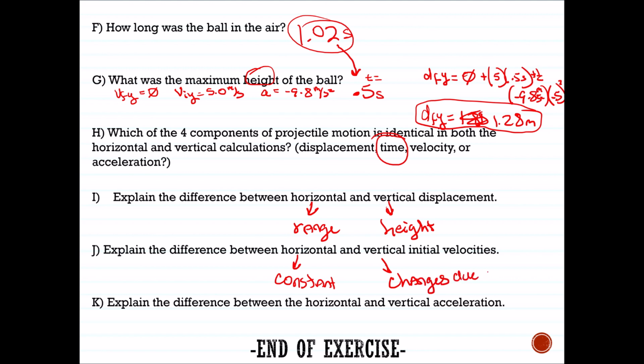Changes due to gravity. Okay, explain the difference between horizontal and vertical acceleration. The horizontal acceleration is 0, there is none. The vertical acceleration is g, or acceleration due to gravity, and that's going to be negative 9.8 meters per second squared. It could be positive if you decide the ground direction is positive.